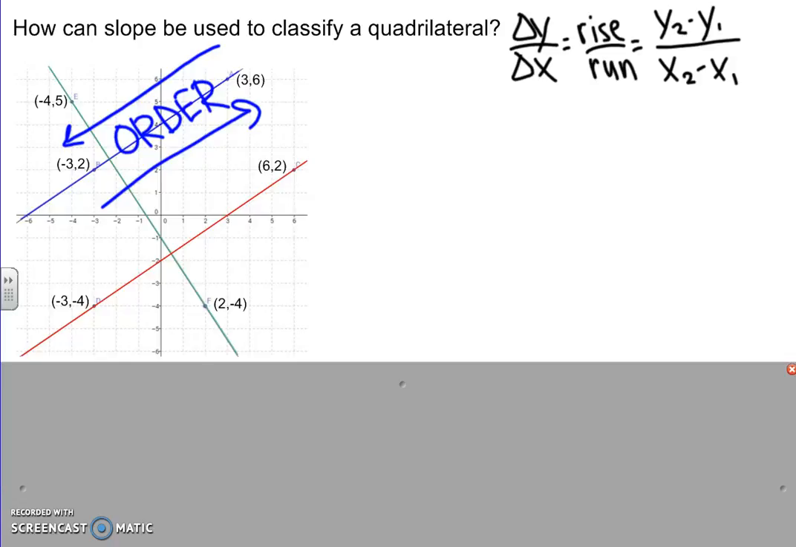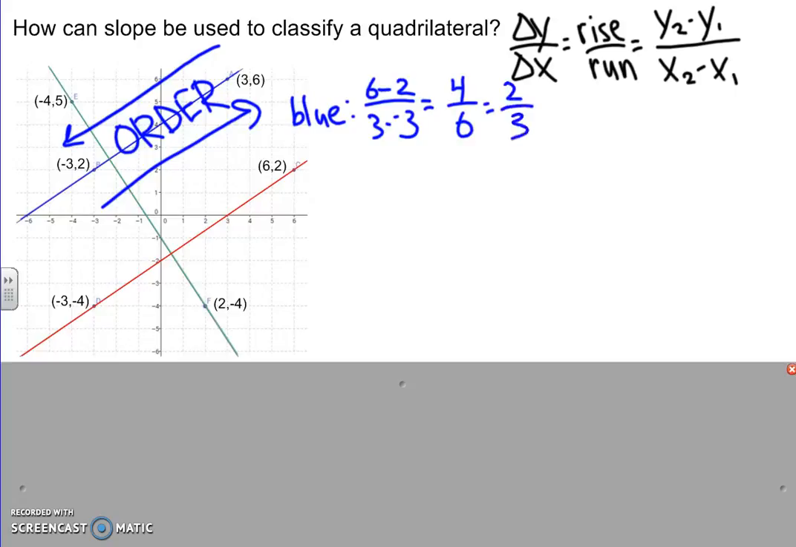So just to show evidence of that for blue, I have here 6 subtract 2 for my change of y, divided by 3 subtract -3. I'm not really going to write the plus, but you can if you want to subtract the negative. So here I have 4 over 6, which simplifies to 2/3 as my slope ratio.